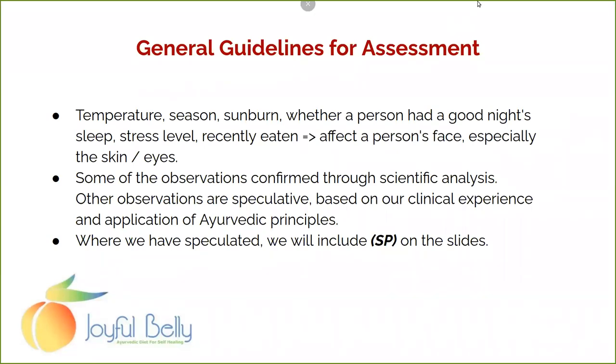So season, temperature, whether a person has a recent sunburn, whether a person had a good night's sleep last night: you can see it in their face if a person didn't sleep well. Their face has a kind of ruddy, rough complexion. And then you know, okay, the liver's a little aggravated, their blood's a little imbalanced today, and I'm going to be very kind to the person because they might be irritable. Stress level can affect them, what they've recently eaten. All these things affect a person's face.